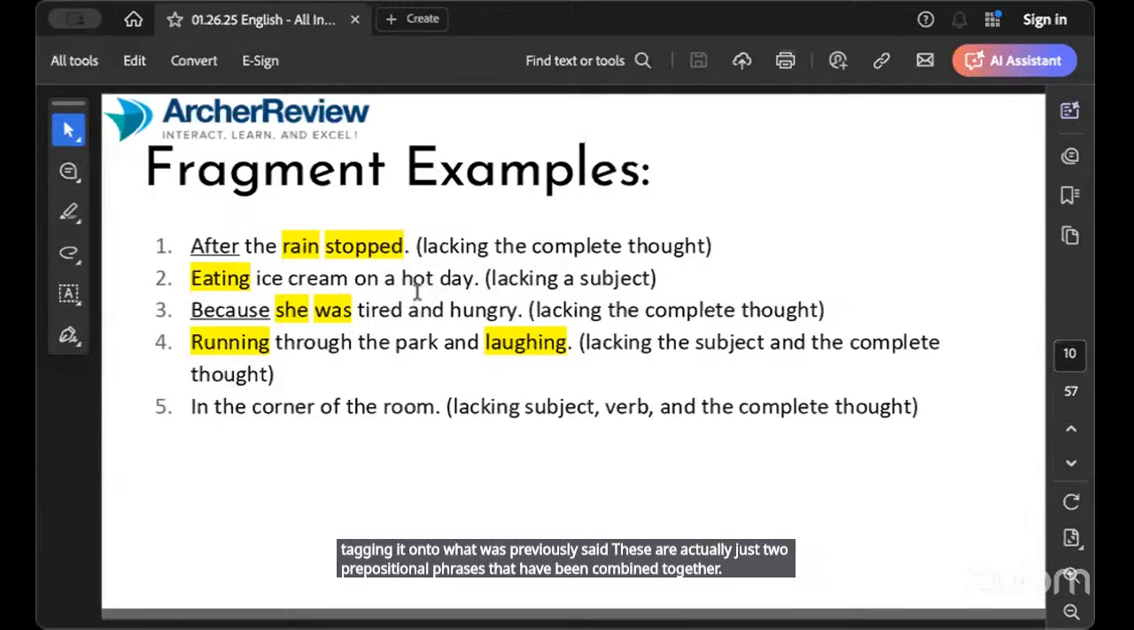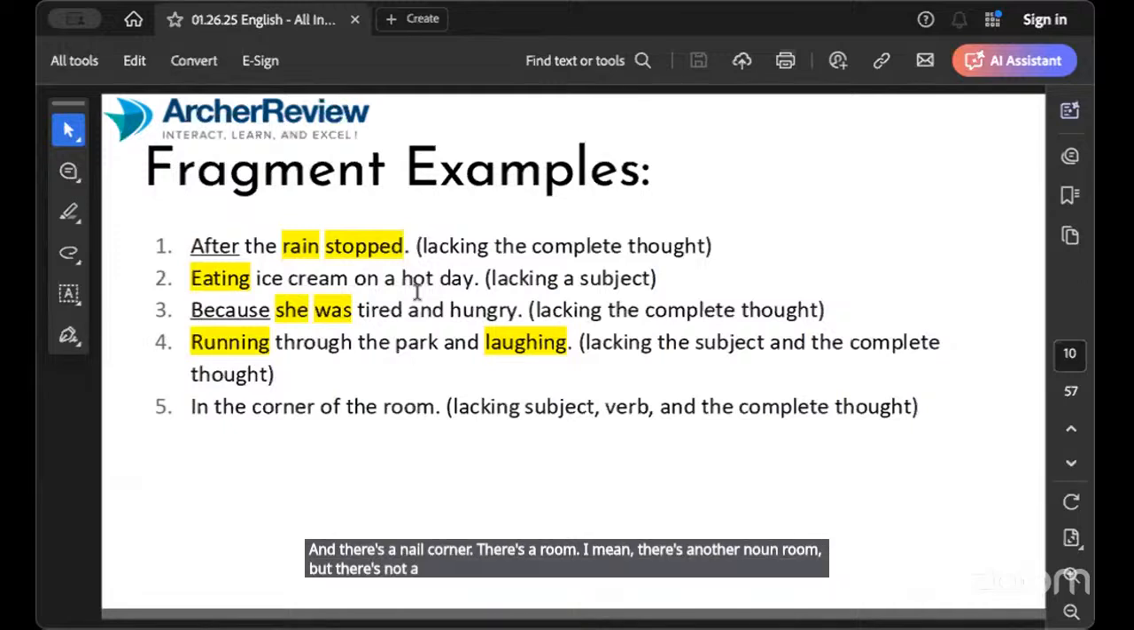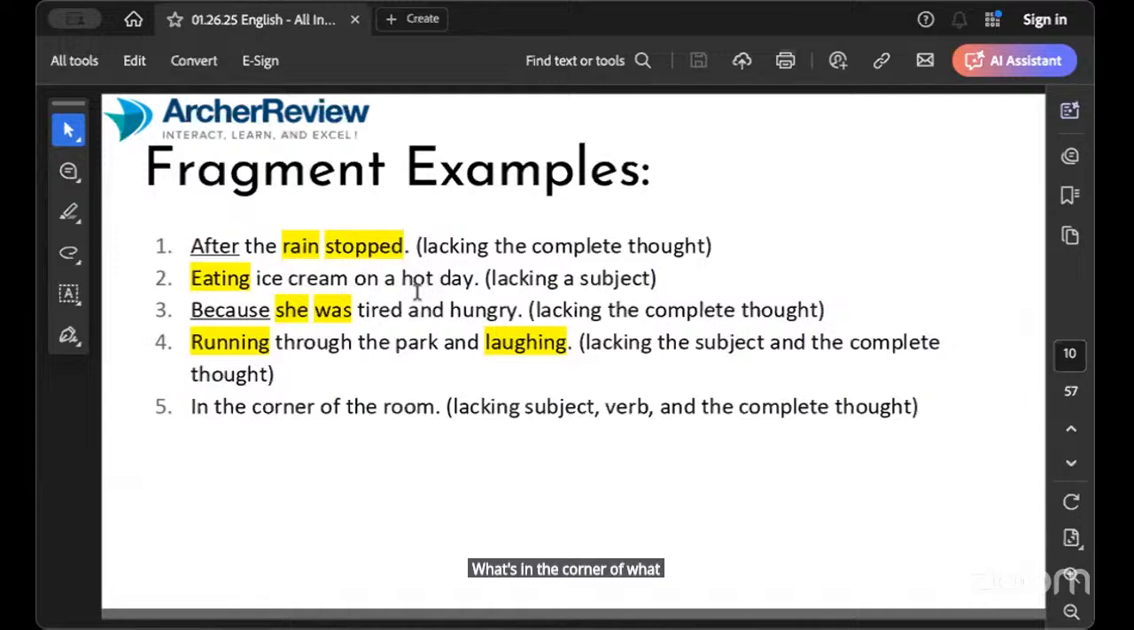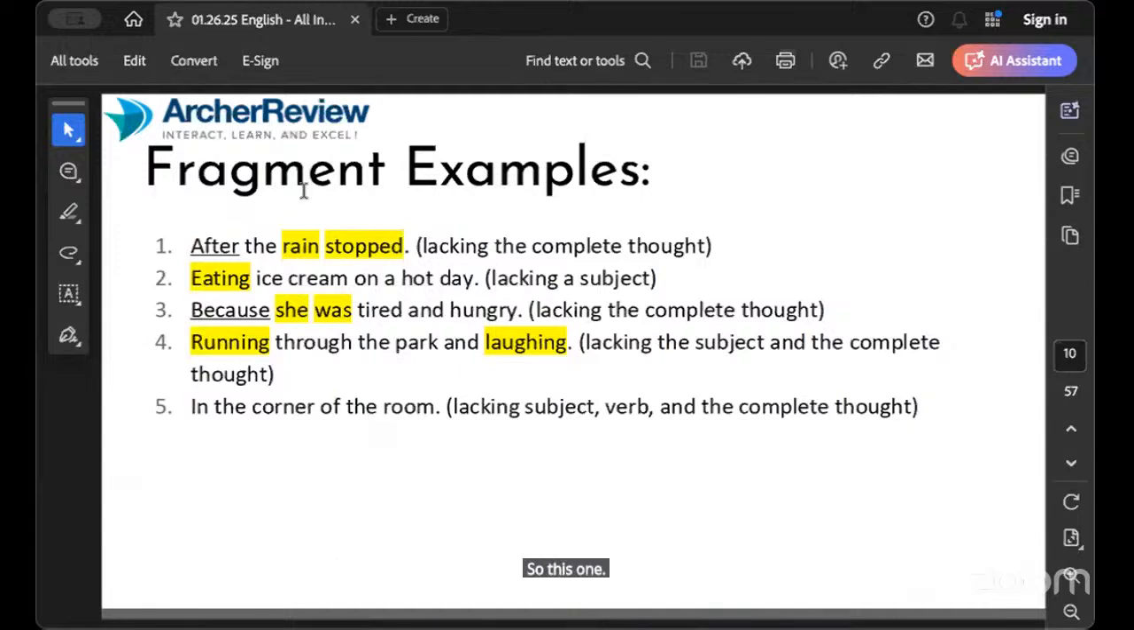And there's a noun, corner. There's a room. There's another noun, room, but there's not a subject. We don't know who or what the sentence is about. What's in the corner of what room? So again, missing a subject, missing a verb, therefore missing that complete thought as well. So this one is a fragment. All 5 of these are in fact fragments.